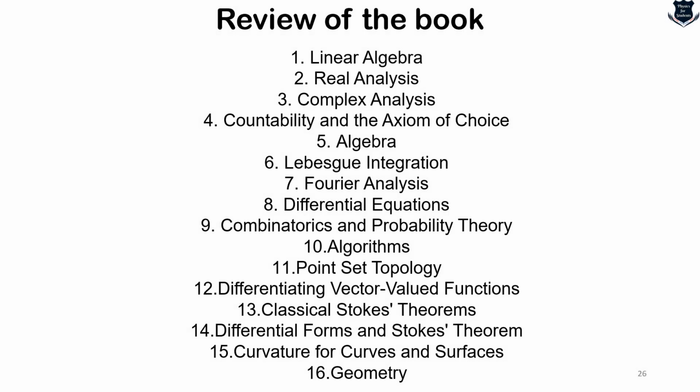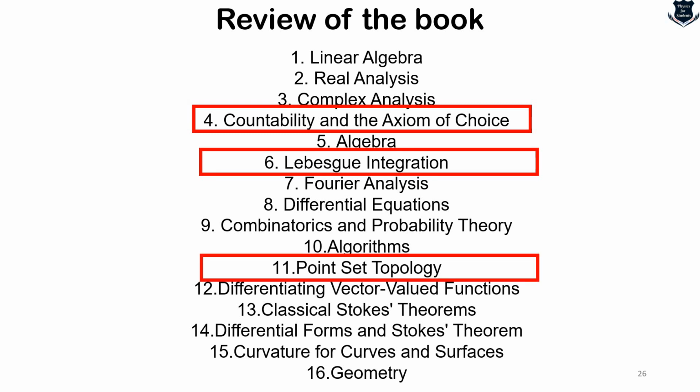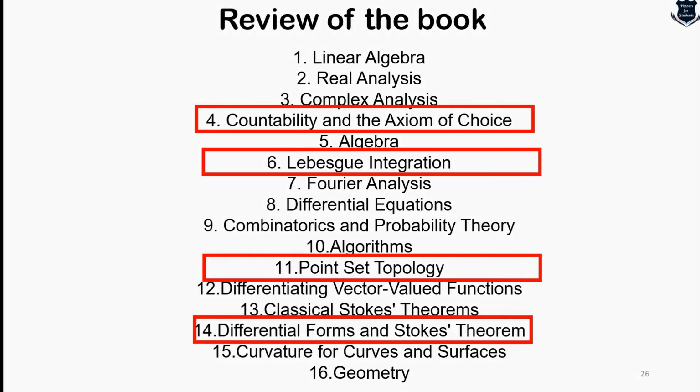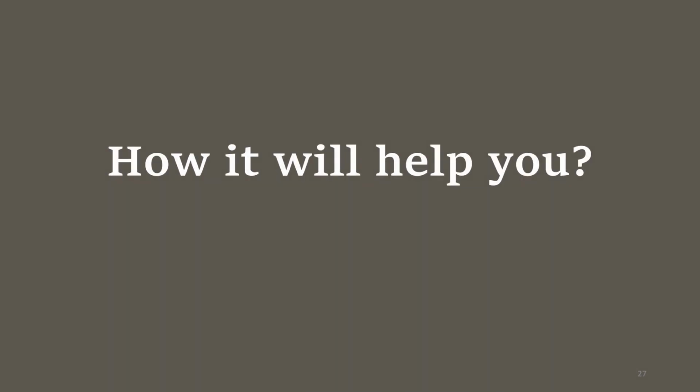Now, all these 16 chapters, I mean to say topics, most of you know what linear algebra would give, what real analysis would give, complex analysis leading to quantum physics, etc. But I would like to give you a little idea about something a little unconventional. One is countability and axiom of choice, Lebesgue integration, point set topology, differential forms, and Stokes theorem. What is the benefit of that, and why will you read this book, and how is it going to help you?